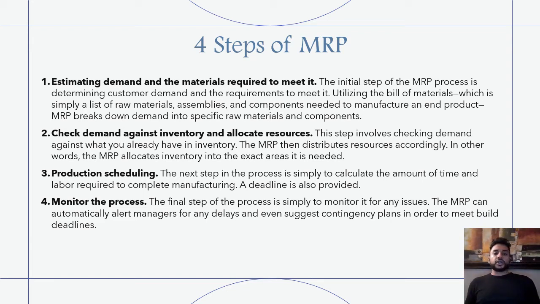Production scheduling. The next step in the process is simply to calculate the amount of time and labor required to complete manufacturing. A deadline is also provided. Monitor the process. The final step of the process is simply to monitor for any issues. MRP can automatically alert managers to any delays and even suggest contingency plans in order to meet build deadlines. Kind of cool. The world's going in a really cool place.